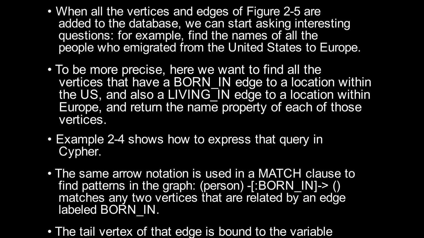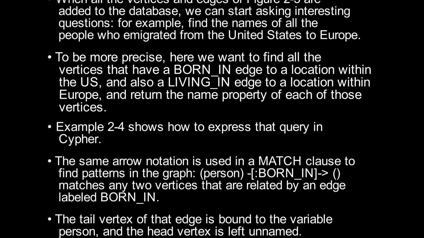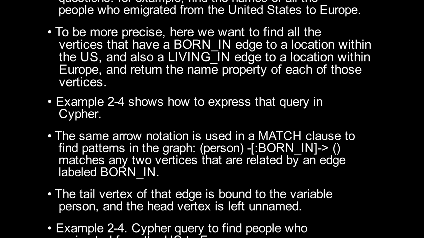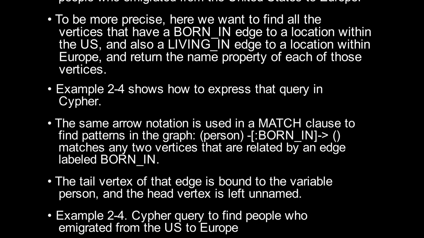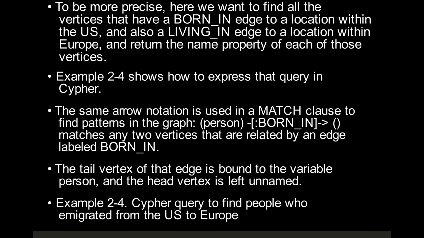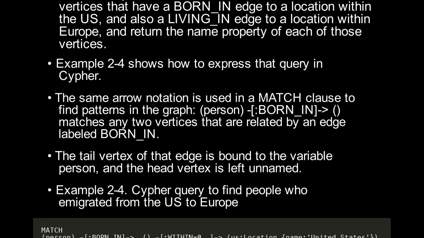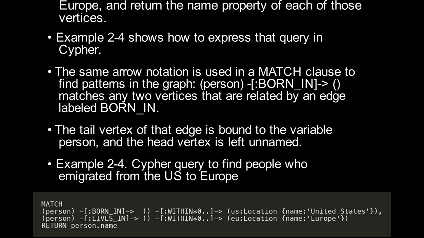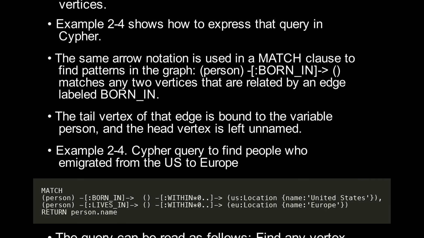The same arrow notation is used in a MATCH clause to find patterns in the graph. (person)-[:BORN_IN]->() matches any two vertices that are related by an edge labeled BORN_IN. The tail vertex of that edge is bound to the variable person, and the head vertex is left unnamed. Example 2-4: Cypher query to find people who emigrated from the US to Europe.